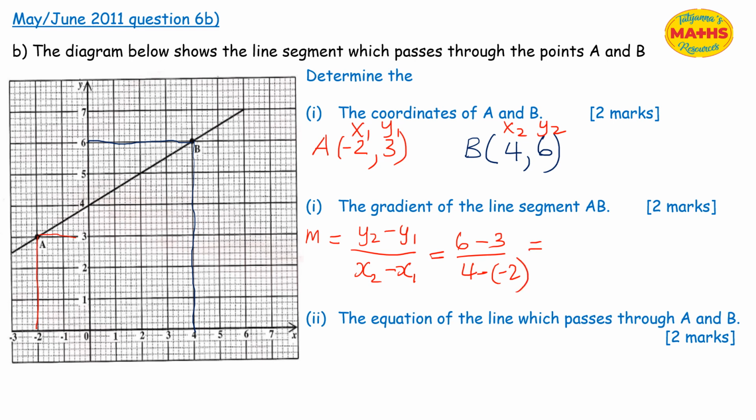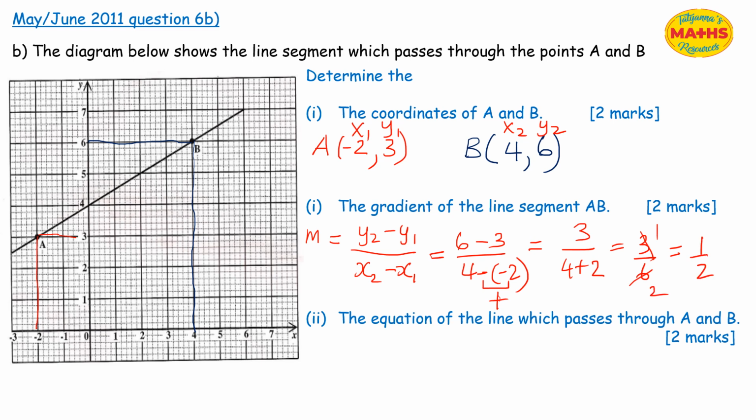That is going to give us 3 over, these 2 minus signs are going to give us a plus, so that's 4 plus 2. So we're going to get 3 over 6. We can cancel: 3 into 3 is 1, 3 into 6 is 2. Yeah, this is a half.